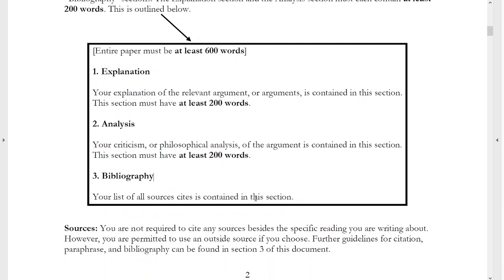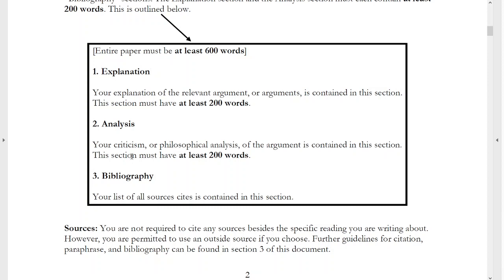Okay, now we're going to go through what I expect out of each of these sections in a little more detail, but I'll give you just a general outline of what they're for. As you might guess, the explanation section is where you'll be explaining the argument from the reading that's identified in the prompt. So here you're not giving your evaluation of it, you're not criticizing the argument, you're just saying, here's what is said in the reading, here's how the author is arguing.